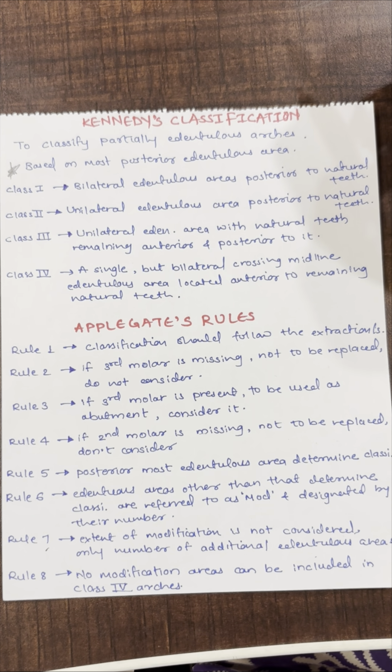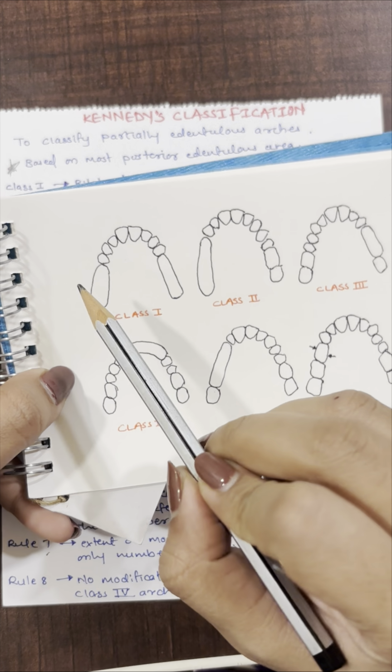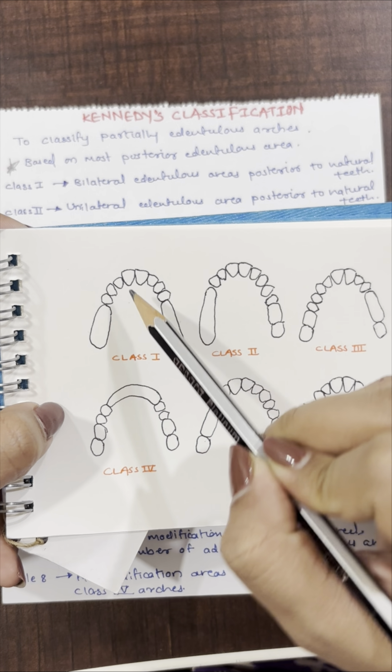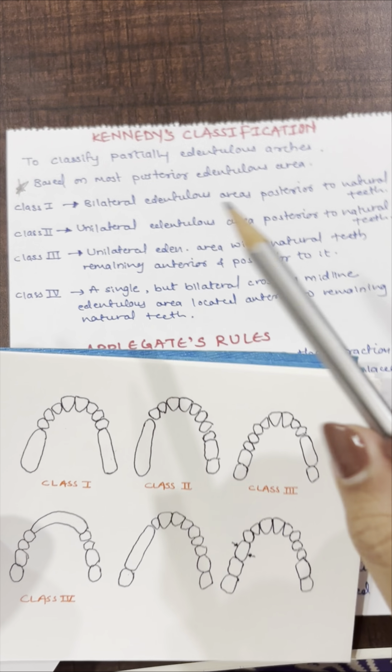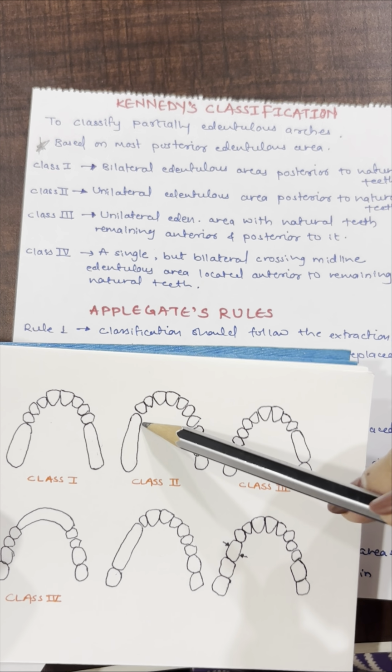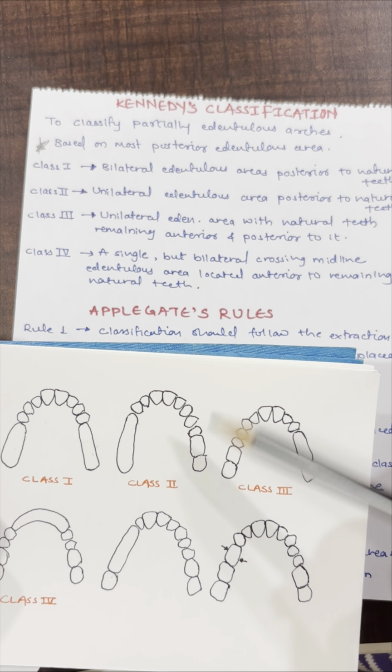Let's start. Class 1 is the bilateral edentulous areas posterior to the natural teeth. This is the class 1. Next is class 2, which is unilateral edentulous area posterior to the natural teeth.